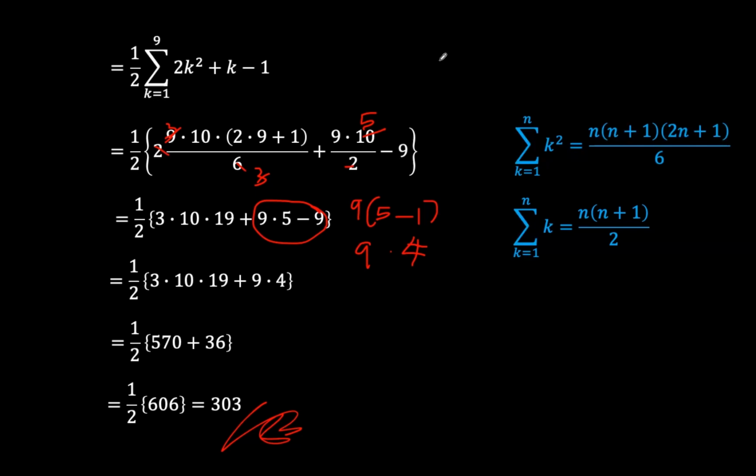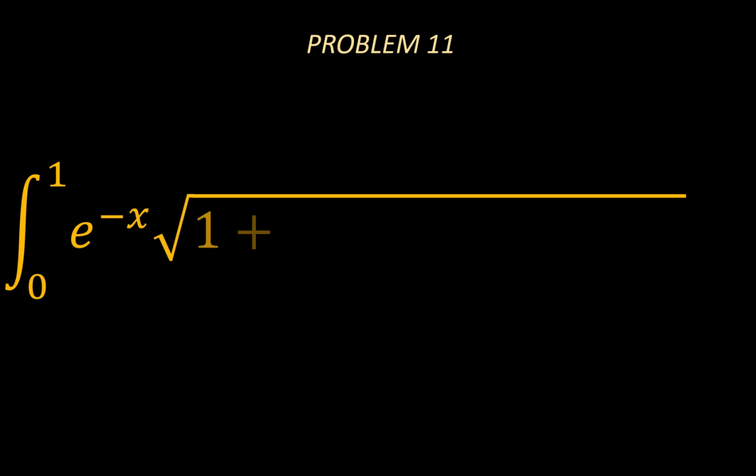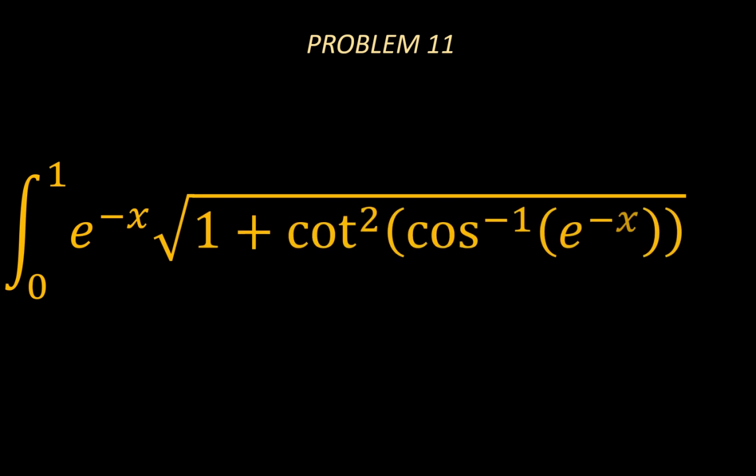So problem 11 is the definite integral from x equals 0 to x equals 1 of e to the power negative x times the square root of 1 plus the cotangent squared of the arc cosine of e to the power negative x.